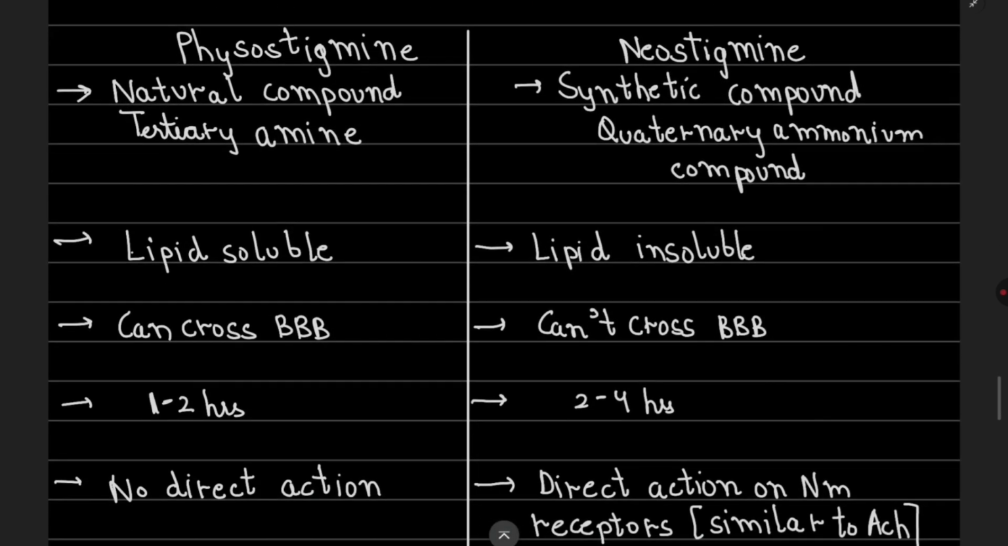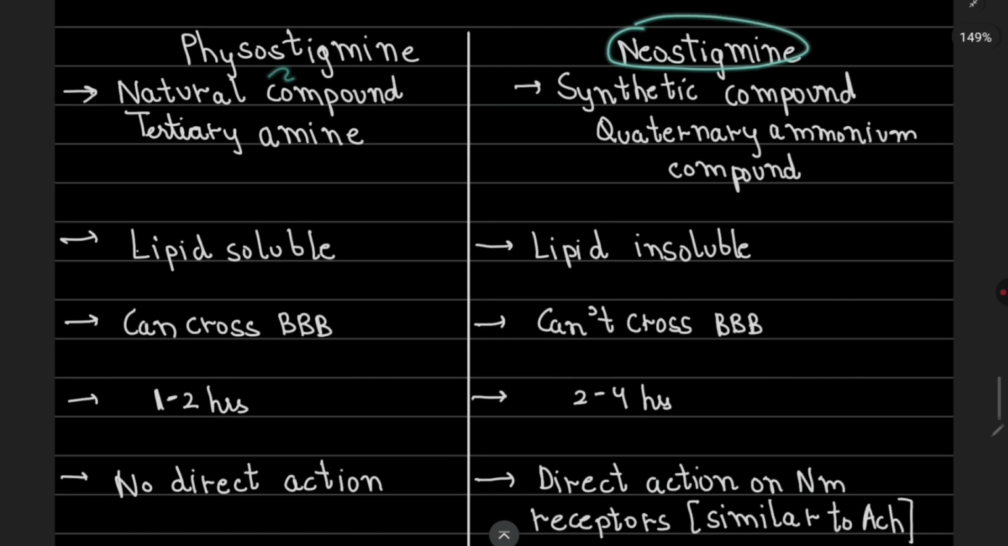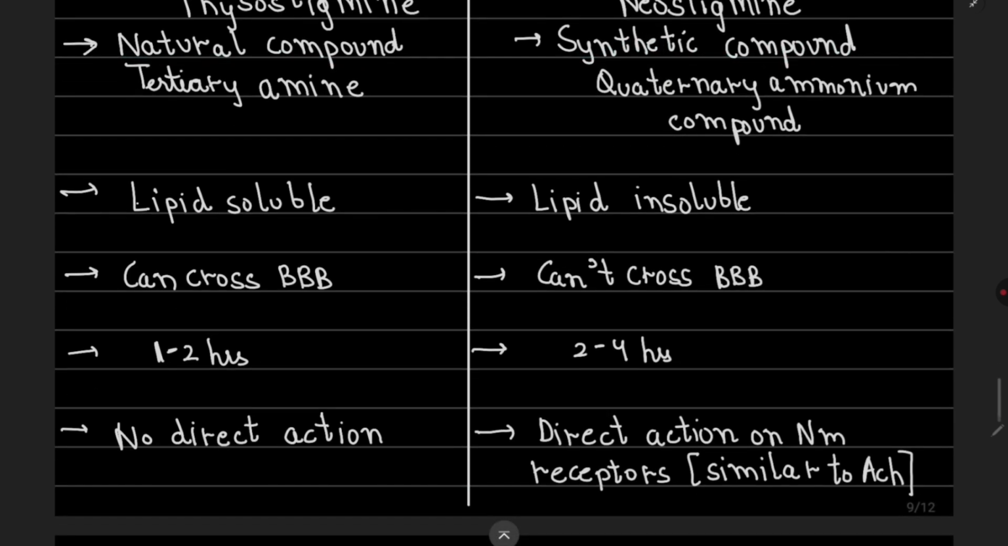Coming to the explain-why question, why is neostigmine preferred over physostigmine? Let us look at the differences and find out for ourselves. Both of these are anticholinesterases. Physostigmine is a natural compound while neostigmine is a synthetic compound. Chemically, physostigmine is a tertiary amine while neostigmine is a quaternary ammonium compound, which is why it is lipid insoluble.